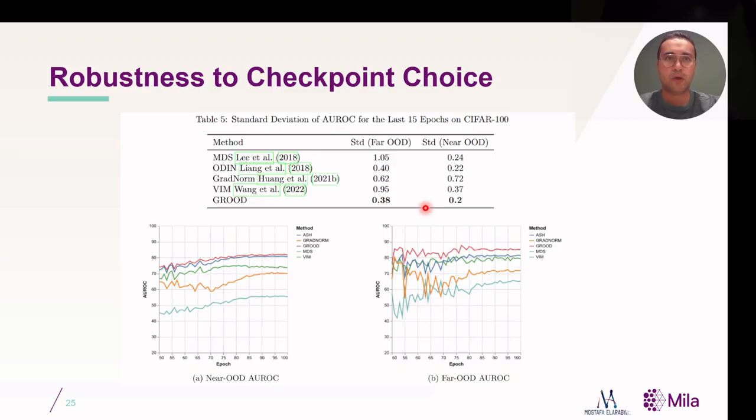So another good point of our method is the robustness to the checkpoint choice. For example, if you do early stopping and you stopped at epoch 90 or epoch 80, some of the methods will have a not robust result. It will have higher standard deviation on near OOD or far OOD. So we tested the last 15 epochs on CIFAR-100 to see what the standard deviation would be, and GROOD managed to have a low standard deviation. We can see that in the plots in terms of the AUROC score at different checkpoints, and in terms of the standard deviation value of far OOD versus near OOD.